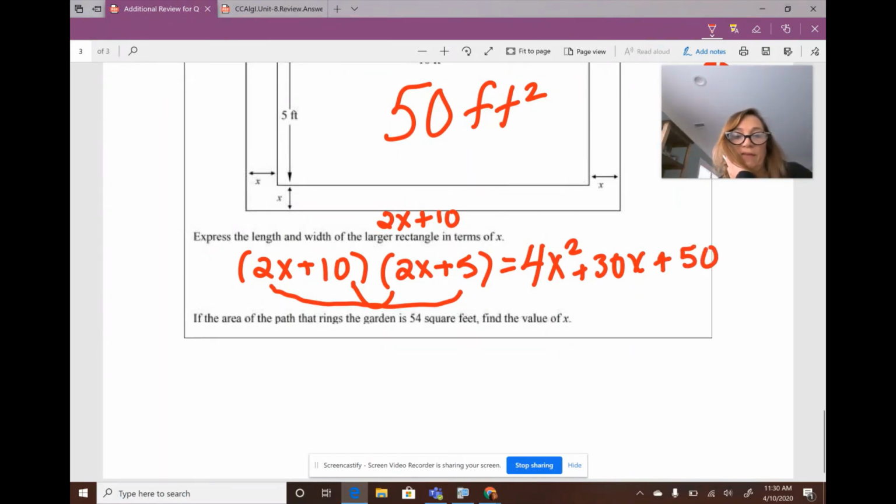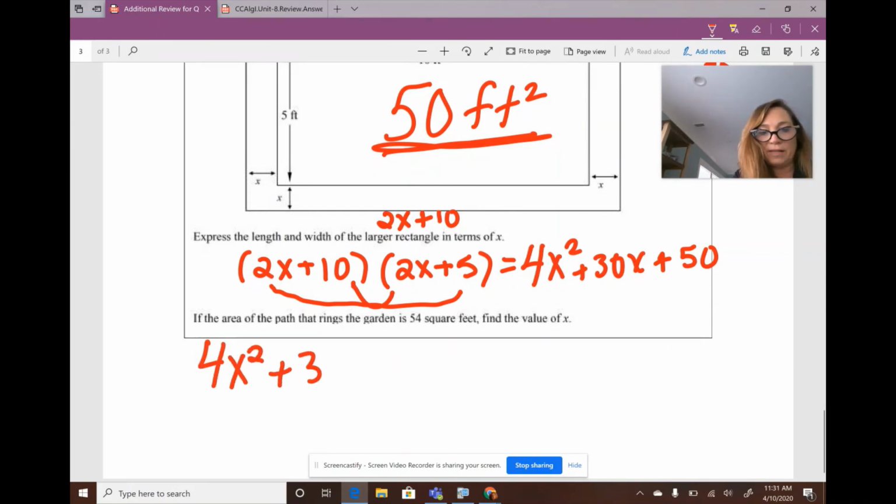The area of the path that rings the garden is 54 square feet. So basically they're saying that just the outside part, like just the frame part, is that. So it's like a cutout. So I'm going to subtract this 50 square feet that I calculated from the entire thing. This is the entire rectangle. So sort of like large minus small equals the outside or the edge or the frame. Okay. So 4x squared plus 30x, and I'm subtracting this 50 from this 50, so it's gone. And that's going to equal 54.